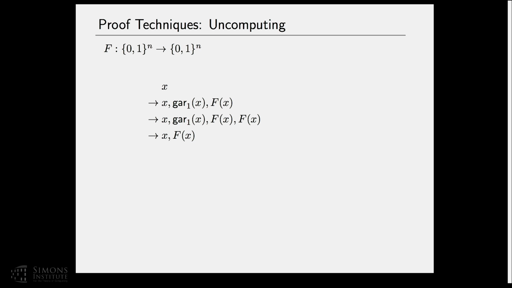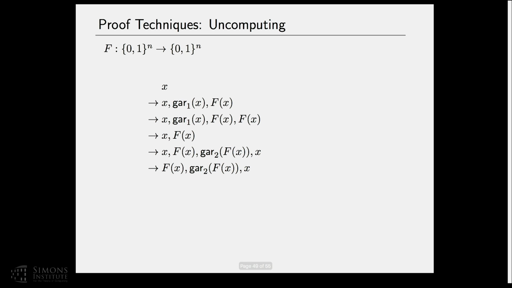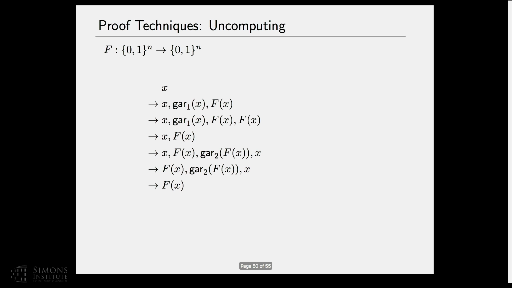So we're pretty close, but we still have this x lying around, and we want to get rid of that. But basically, we just do the same thing. Since we can compute f, we can do the same thing with f inverse. So we can apply f inverse to f to get f of x, garbage of f of x, x. We can use our Toffoli gate to copy one of the x's into its own register to get x, and then we uncompute again to get f of x. So that's sort of a mouthful, but maybe it was okay.